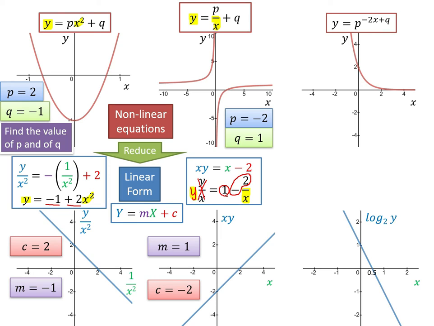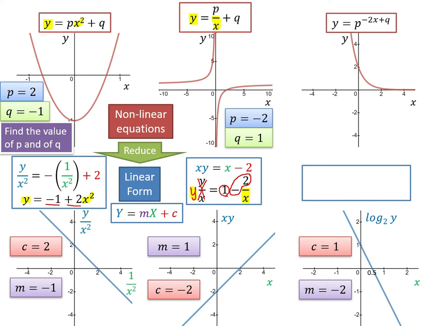Alright, let us look at the last one. We can see the big Y is log 2y and the big X is small x. What is the y-intercept? 1. What is the gradient? Minus 2. What is the linear equation here? Log 2y equals to minus 2x plus 1. Yes, so we get our linear form.